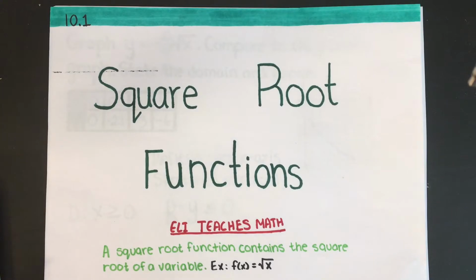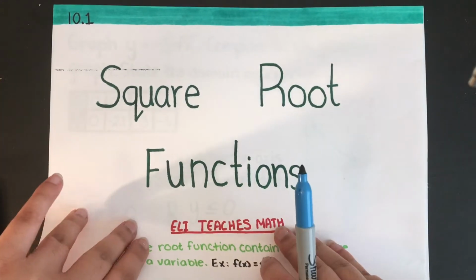In this video, you will be learning about square root functions. A square root function contains the square root of a variable. For example, f of x is equal to the square root of x. It's better if I show you. Let's look at an example.